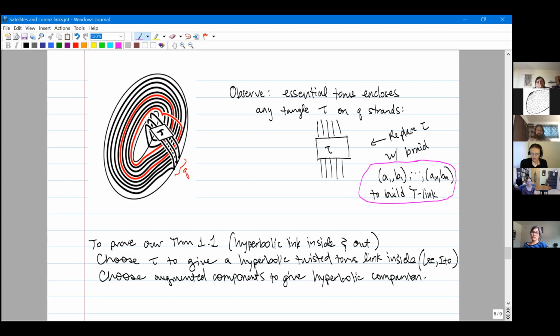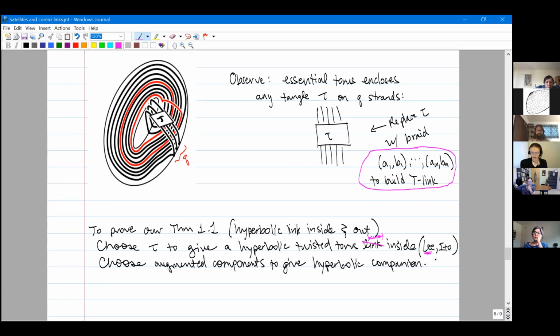But what we do is we choose our tangle to give a hyperbolic twisted torus knot, really is what we want. And there's a lot of work on which twisted torus knots are hyperbolic, particularly due to Sangyop Lee again. So you can do that on the inside and the outside due to work of Lee. And then one of these is going to be augmented. And to get that that's hyperbolic, you then follow that by a theorem of Ito. Okay, so that's it. That's the construction.